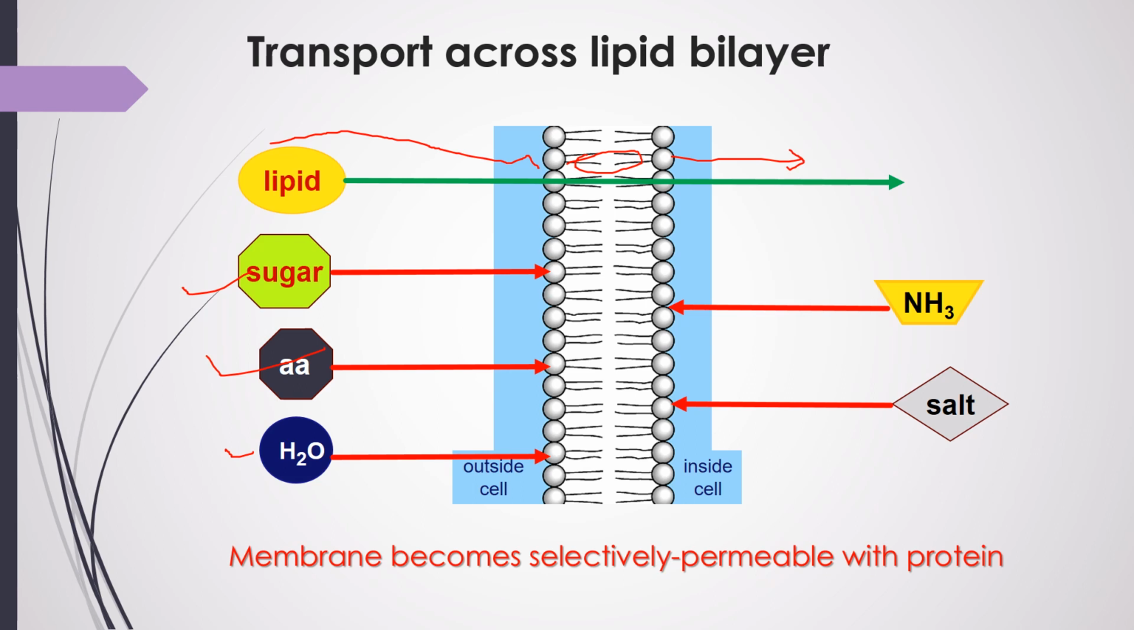Also, waste products such as ammonia and salts and various other byproducts have to be removed from the cell, but they cannot cross this phospholipid barrier. That's why proteins are necessary for permeability. That's why the plasma membrane is known as the semi-permeable membrane.